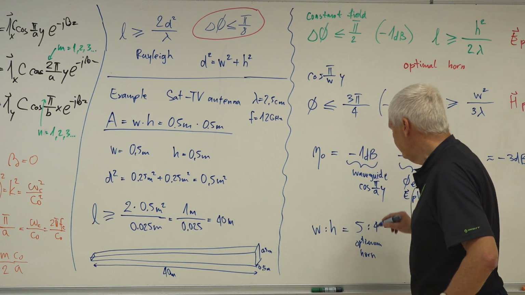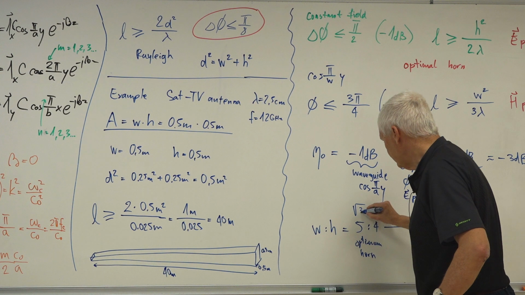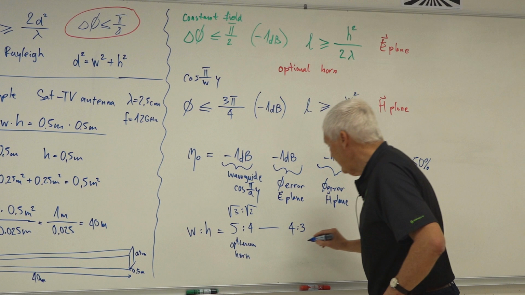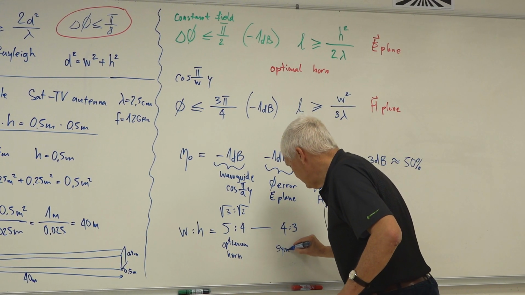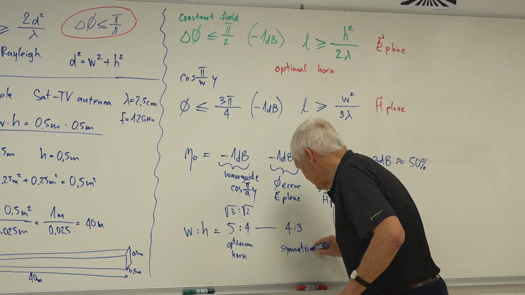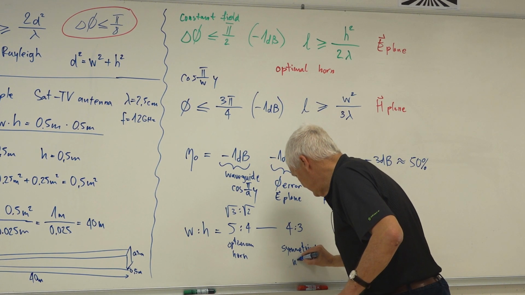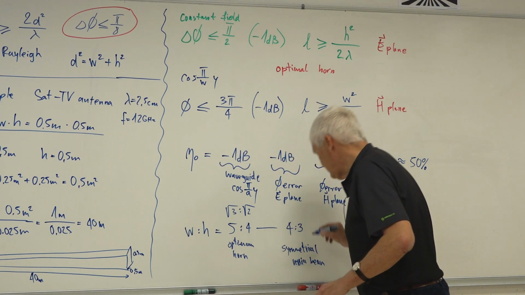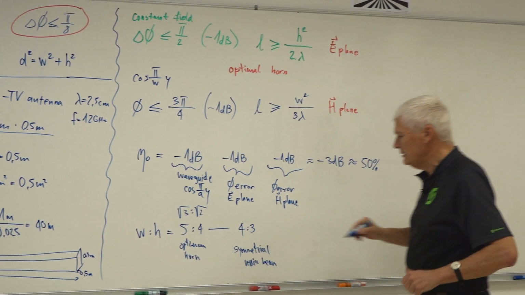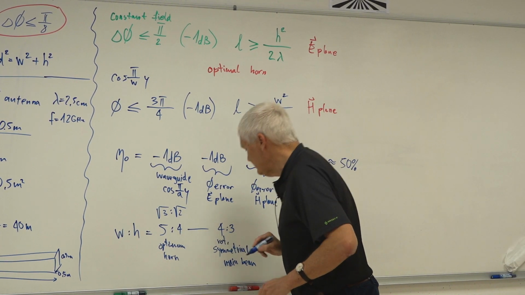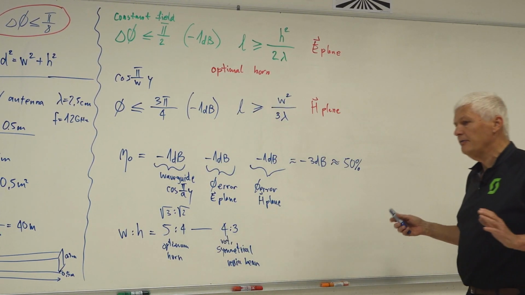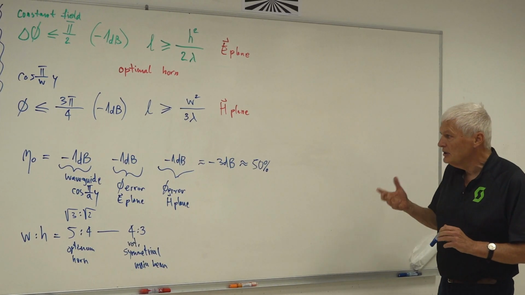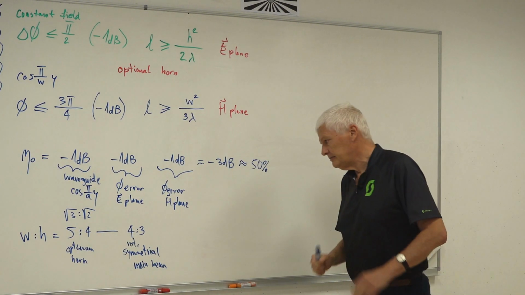This is really not 5 to 4, this is really square root of 3 against square root of 2. But it's about 5 to 4. And this is a symmetrical main beam. In this way, I obtain a rotationally symmetrical main beam with a 4:3 ratio of the two sides of the horn antenna. So this is about the design of the horn.